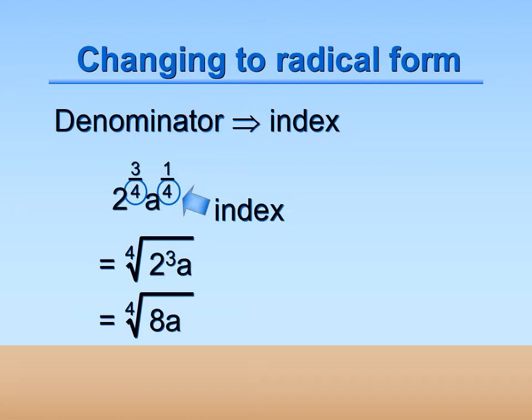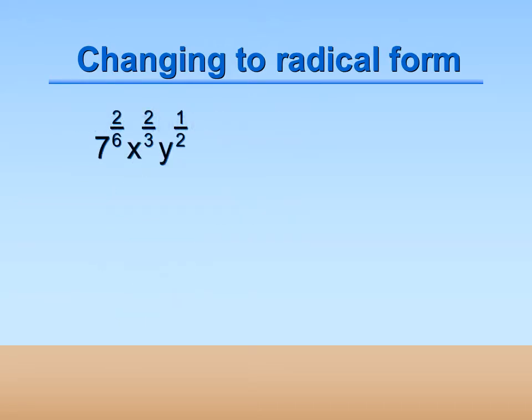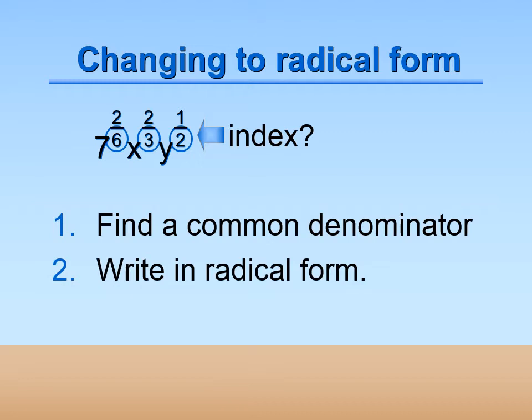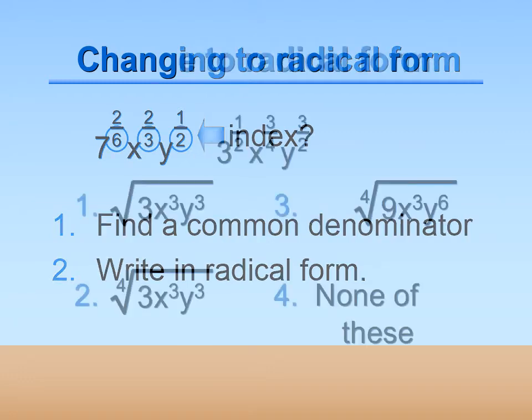So we're changing from exponential form all the way to radical form. So we changed from exponential to radical. So what about this? We have 6, 3, and 2 as our denominators. What's going to go in the index? Well, we have to find a common denominator of those denominators, 2, 3, and 6. So to get a common denominator, you're looking for the least common multiple. So the least common multiple of 2, 3, and 6 would be 6, right? And then once you have a common denominator, then you can write it in radical form, okay?